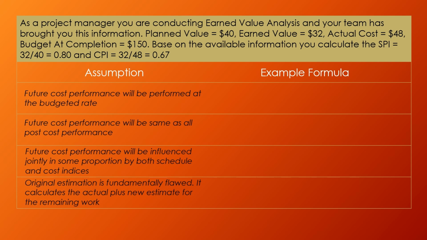There are 4 general categories for EAC calculation. This formula is used when the current deviation from the original estimation is thought to be different in the future. It is generally AC plus the remaining value of the work to perform.